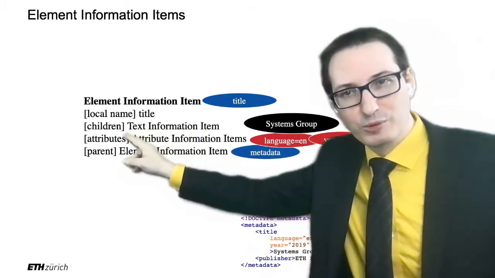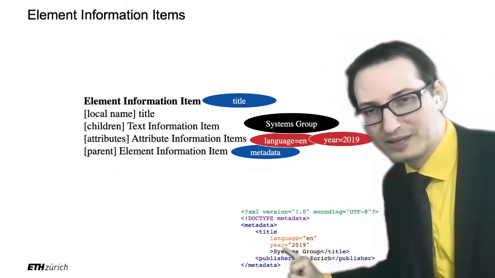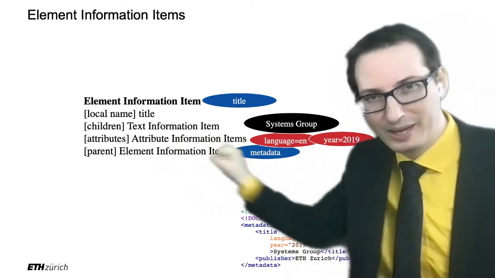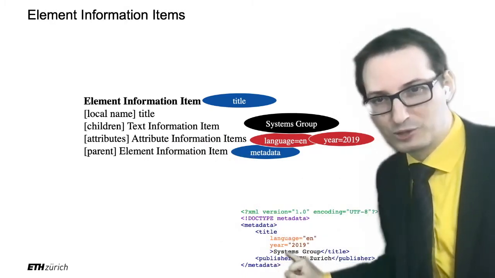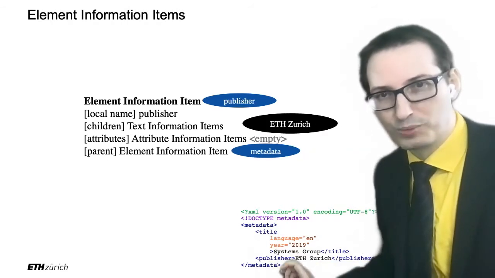Now, what are the attributes? We have two, language and year. So language is EN, English, and year is 2019. So I put these two attribute information items in there. And the parent is the element information item, metadata. Yes, the parent of title is metadata. Okay, I've done title. Let's do publisher now.